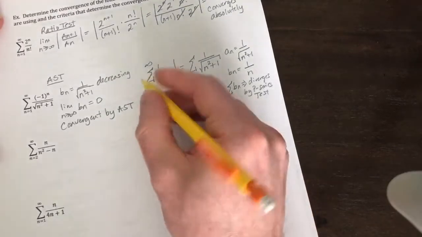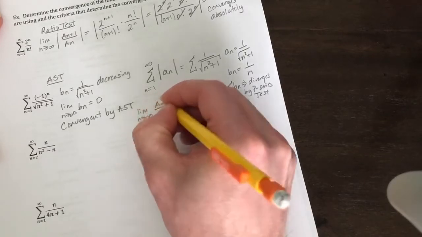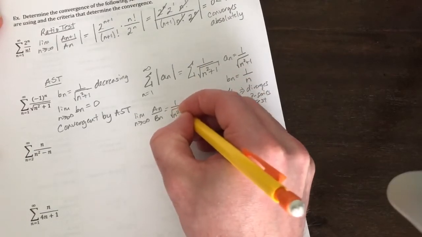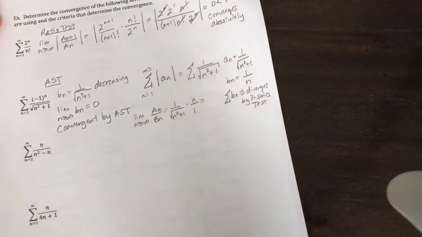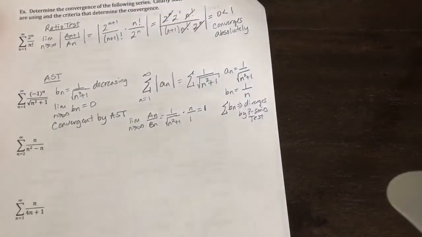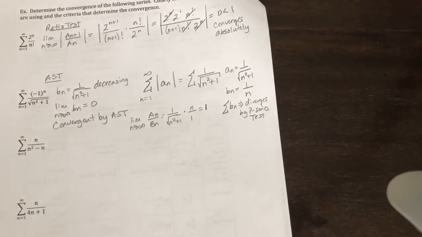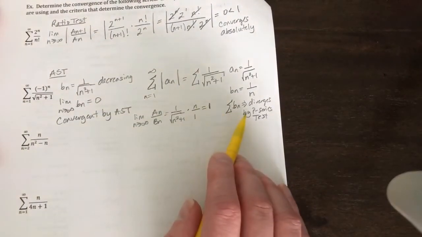Now, limit comparison test says that we're going to do the limit as n goes to infinity of a sub n over b sub n. So it's going to be 1 over square root of n squared plus 1 times, we're going to multiply by the reciprocal of that. When I take this limit, it's going to be the same power top and bottom, so it's going to be equal to 1. As long as it comes out to be some sort of value that's greater than 0, let me double check. As long as the limit is greater than 0, it does whatever b sub n does.